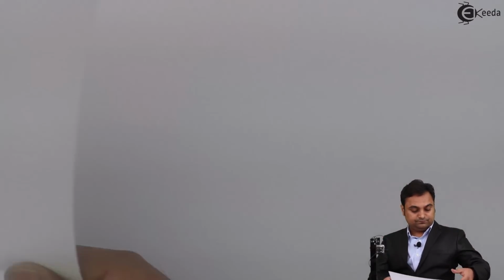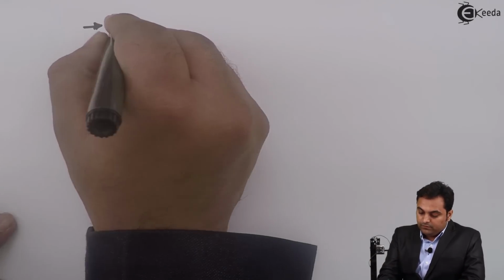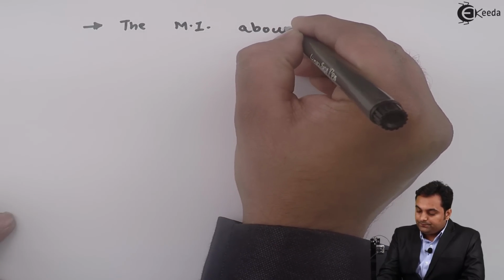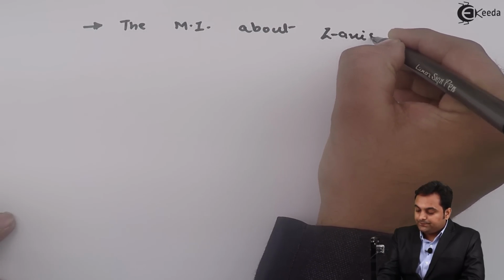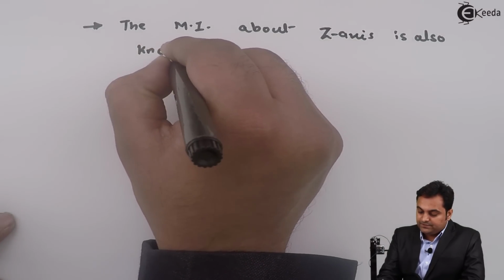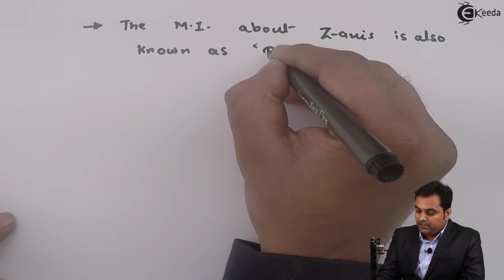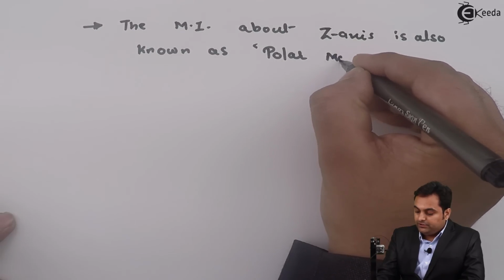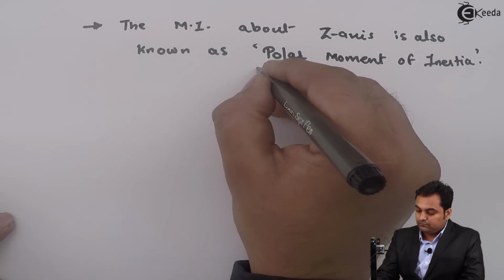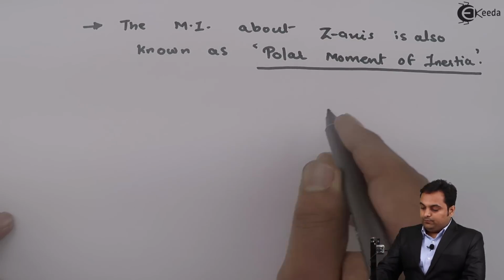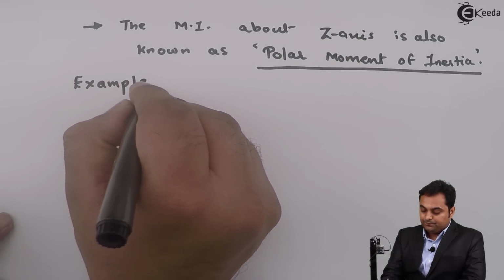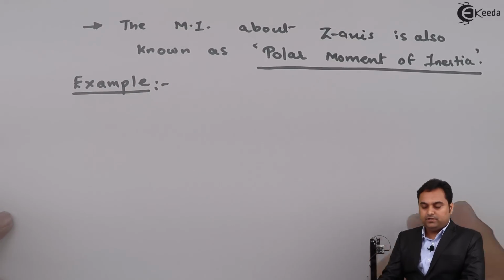So therefore the MI about z axis is also known as polar moment of inertia, and polar moment of inertia I can explain it with the help of a diagram. Here we have an example.